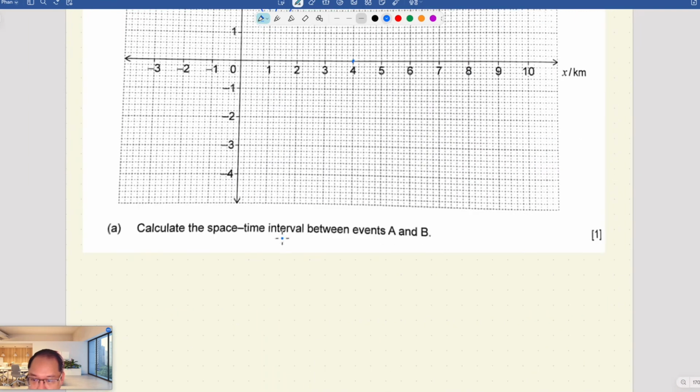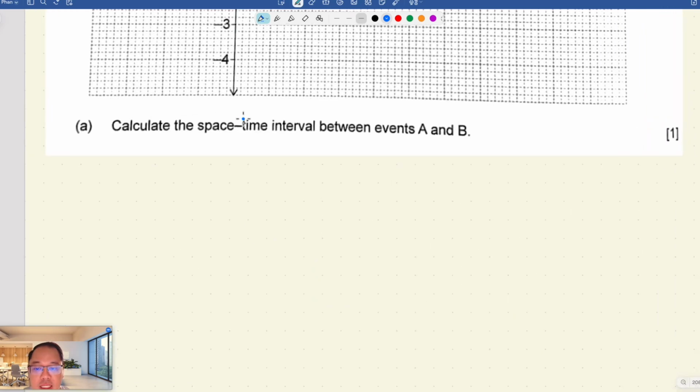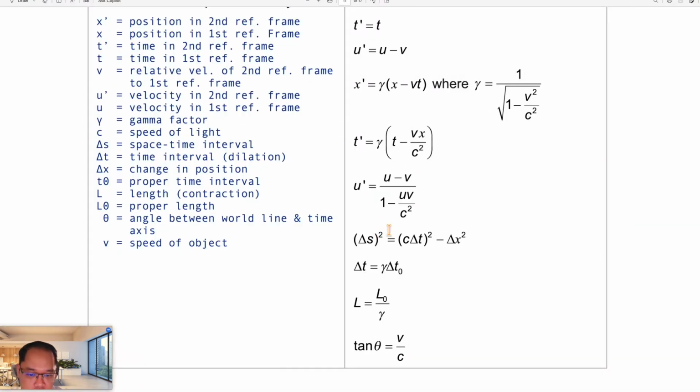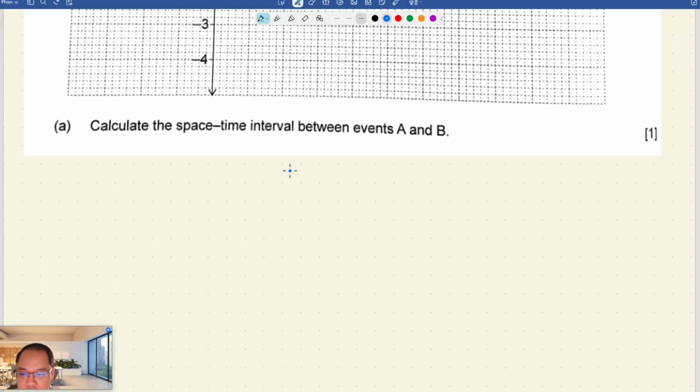Okay. Question A: calculate the space-time interval between events A and B. When you see this keyword, you can directly relate to the formula in the booklet, which is this formula. Let me circle it, this one, the space-time interval, which means you can take this formula, substitute the values into it, and immediately get the result. Let me rewrite that formula again.